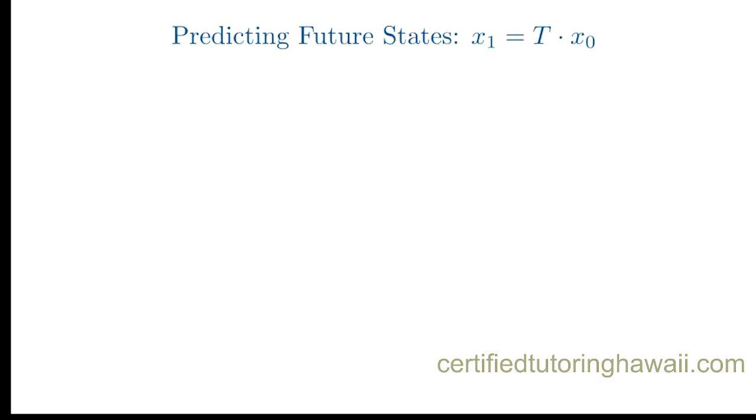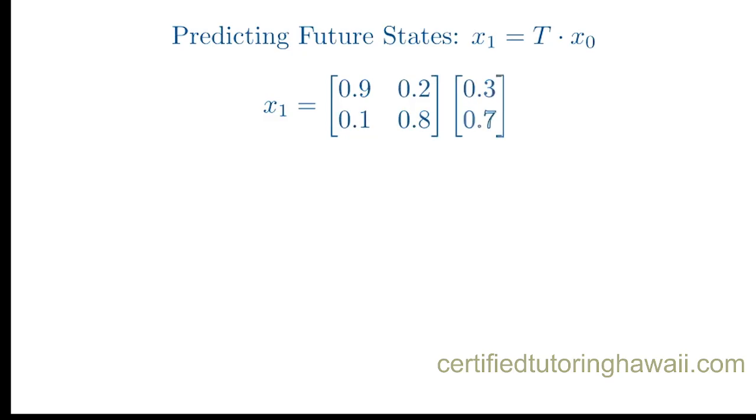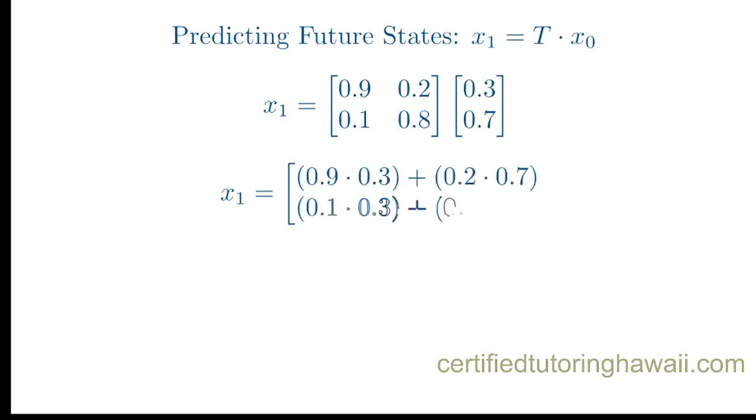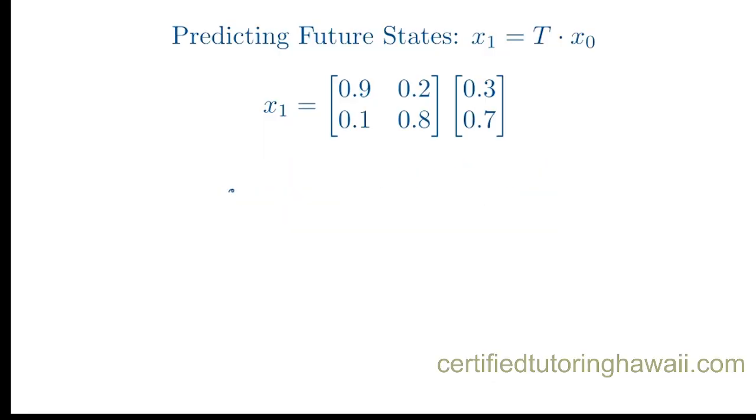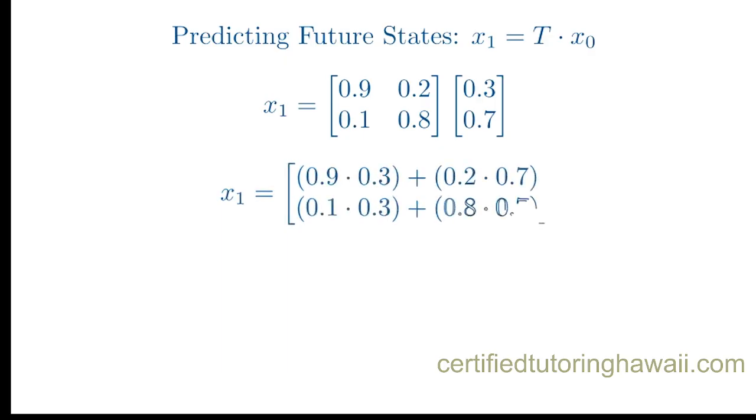The product of the matrix T and the vector x0 will give us a new state vector that represents the population distribution after one transition period. Let's plug in our values. x1 equals our transition matrix T times our initial state vector x0. Remember how to multiply a matrix by a vector? We take the dot product of each row of the matrix with the vector. For the first row, we get 0.9 times 0.3 plus 0.2 times 0.7. For the second row, we get 0.1 times 0.3 plus 0.8 times 0.7.